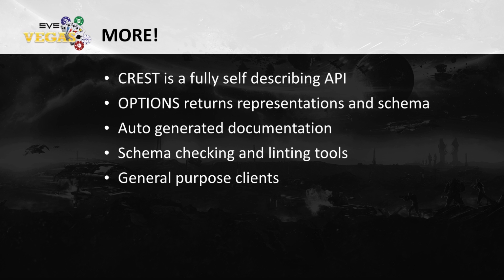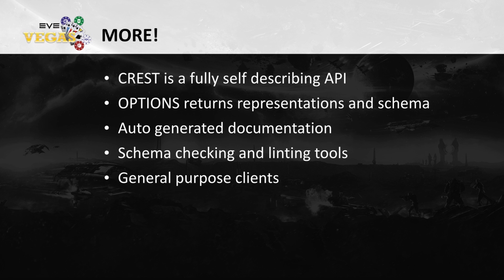But there's more. So the CREST is a fully self-describing API. Every resource in the CREST, you can make an options request to that URI, and as well as returning the verbs that can be applied to that resource, so put, post, delete, for example, it also returns a list of all of the representations that can be used to describe that resource, and it returns schema data for all of those representations. And it's not in a standard format, but this facility is incredibly powerful. You could, for example, use that to auto-generate documentation.